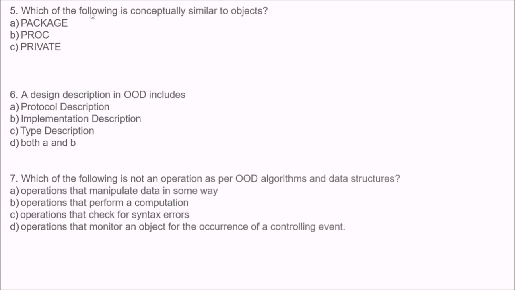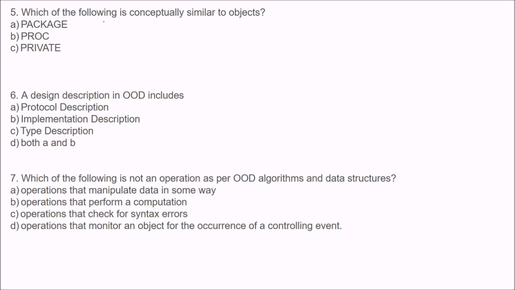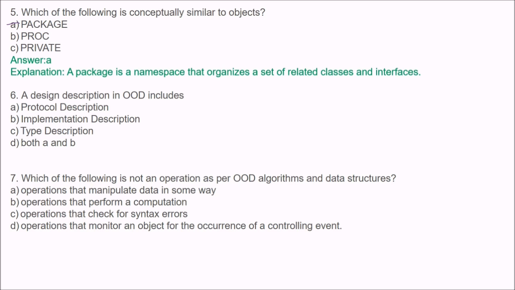Now the next question would be, which of the following is conceptually similar to objects? Package, procedure, private. The answer is A. Conceptually similar to objects, not exactly. So the package is actually a namespace that organizes a set of related classes and interfaces. So package is conceptually similar to the objects, which organizes a set of related classes and interfaces.